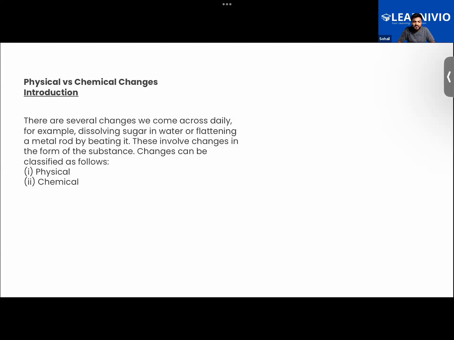Every day we come across different types of changes that are continuously happening around us. Some of the changes may involve one or more substances. For example, sometimes milk turns sour. So milk turning sour is what?